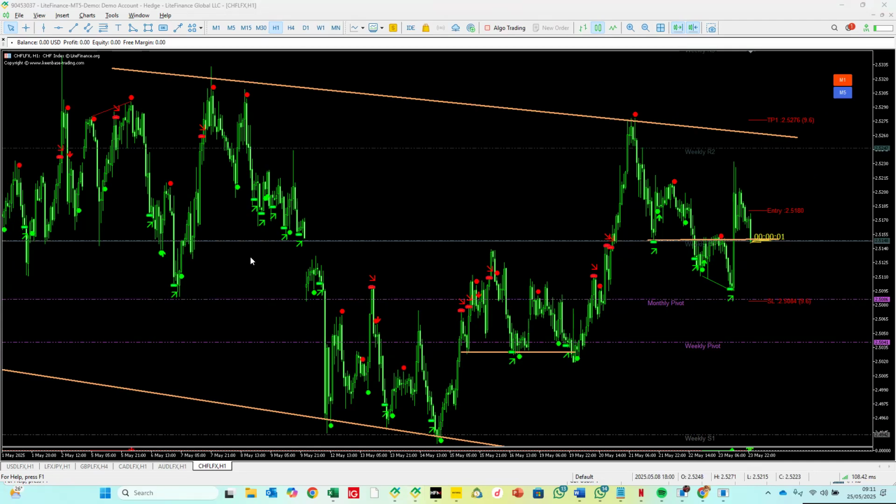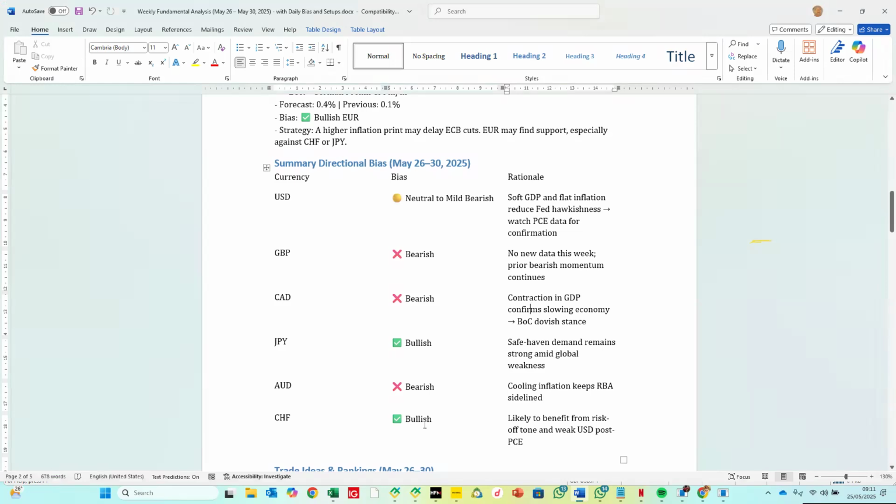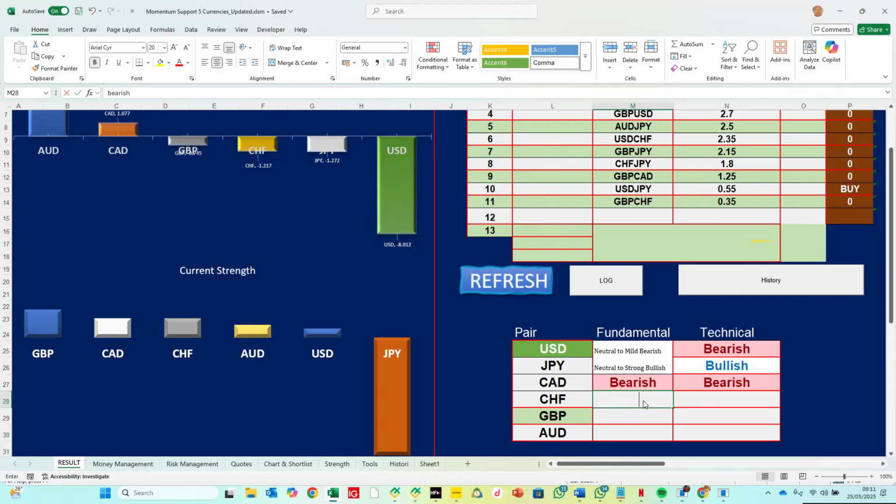So technically speaking, bullish. Let's look at what we have in fundamentals. Swiss francs is also bullish, likely to benefit from risk off tone and weak USD post PCE. So for this bullish, and then these two bullish, I think I prefer this, and then bullish. Okay, so based on that, we can look at what we expect on the US dollar Swiss.